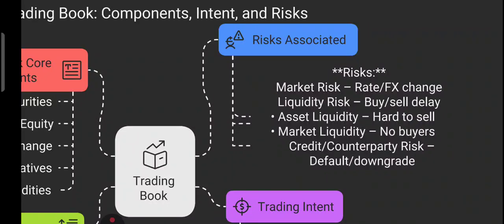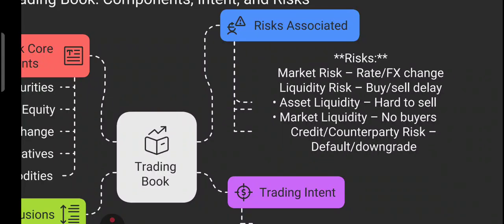You can't sell some kinds of assets. And market liquidity risk: what if there is no buyer in the market? That is called market liquidity risk. Then we have credit or counterparty risk, which means default or downgrade can shake things up. So remember, a question can be asked: which of the following risks is a part of the trading book? Market risk is there, liquidity risk is there, credit risk is there, operational risk is not there, asset liquidity risk is there, market liquidity risk is there. So I hope it is clear now.